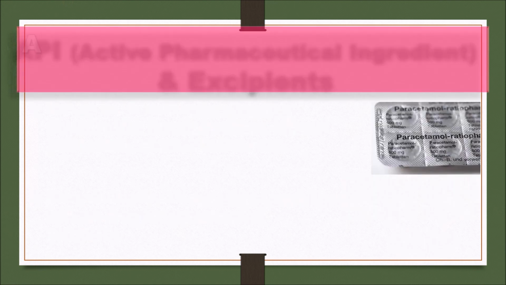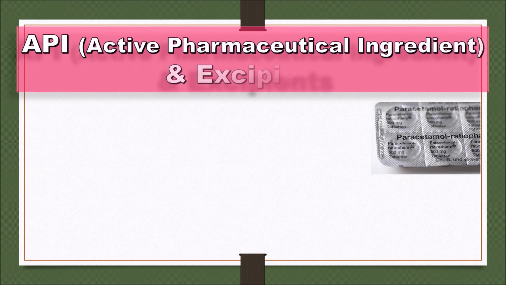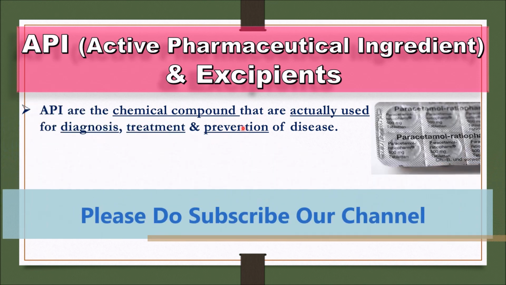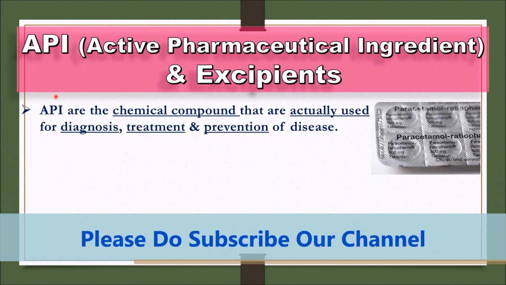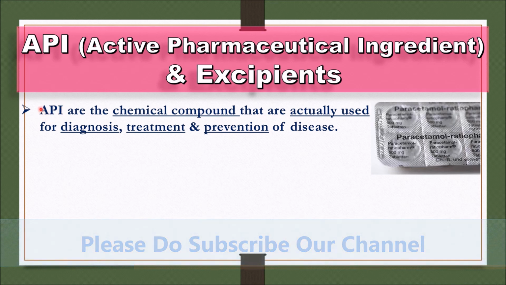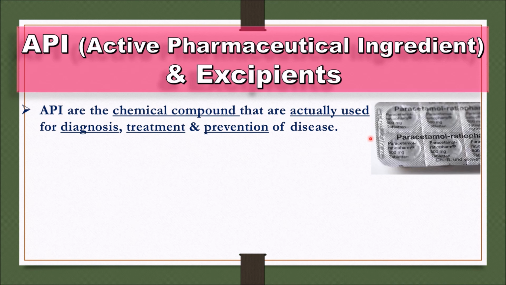Now let's see what the active pharmaceutical ingredients, that is API, and the excipients are. So what are active pharmaceutical ingredients? These are the chemical compounds that are actually used for diagnosis, treatment and prevention of disease. So basically, the active pharmaceutical ingredients are responsible for producing any kind of effect desired by the body, for which we are taking that medication. We'll see it later with an example.